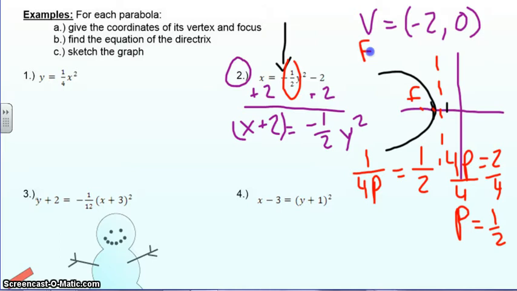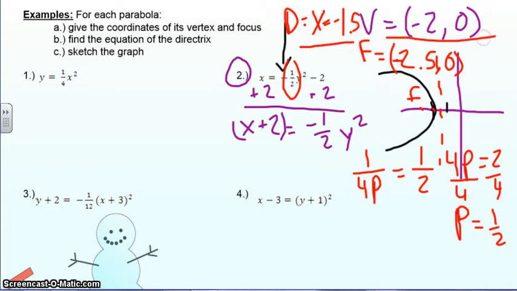So my focus coordinate, since I went 1/2 to the left, is going to be negative 2.5, 0. And the directrix, since I went back 1/2, it's going to go through the x-axis. So the directrix is going to be x equals, since it went through the x-axis, and it went through at negative 1.5. So it's negative 1.5. So that's the equation of the directrix. There's the vertex. There's the focus.